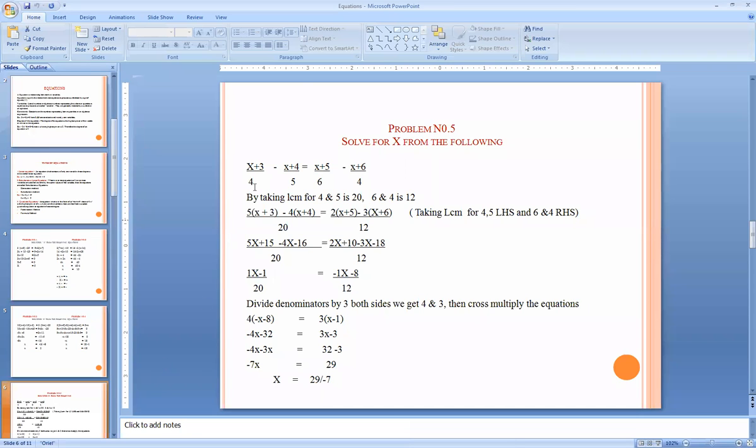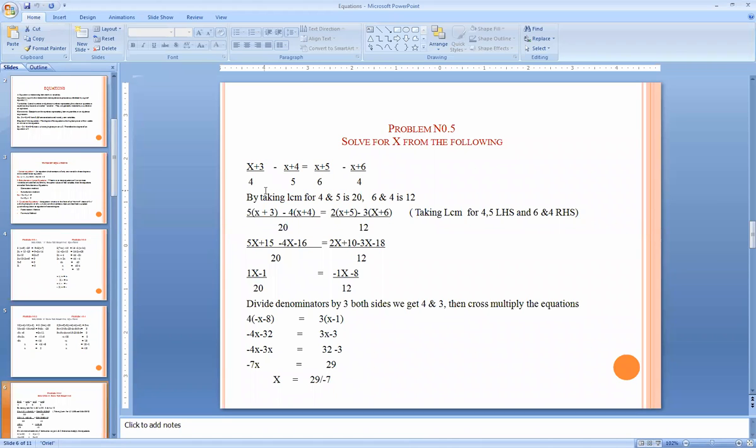Now, whenever we have this kind of numbers in the denominators, while calculating the value of x, first we should take the LCM for both the left hand side as well as the right hand side. See the numbers here on the left hand side. For 4 and 5, we should take the LCM separately, and also for 6 and 4, we should take the LCM separately. For 4 and 5, you can follow any method. If you divide by 2, because 5 is a prime number, it will not be divided. It has to be brought down as the same number.